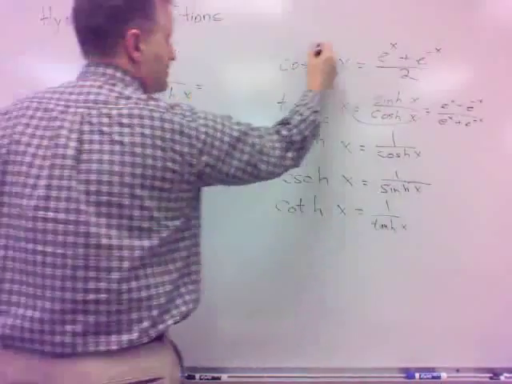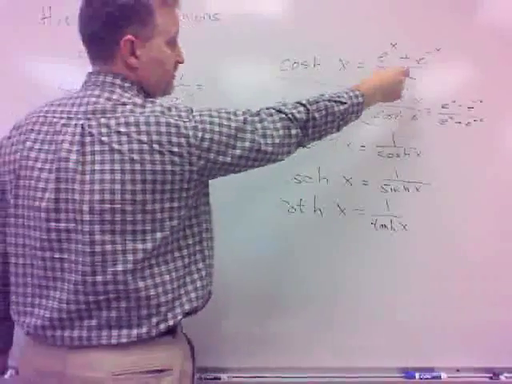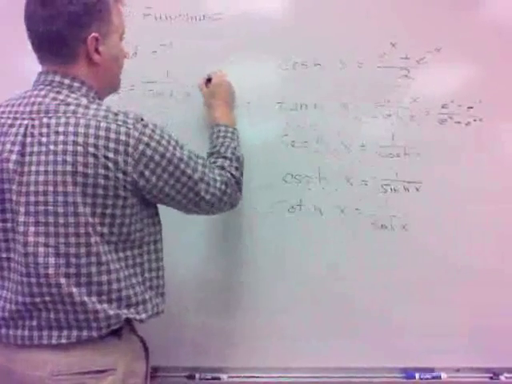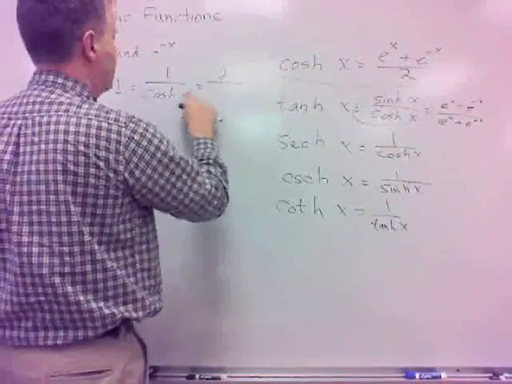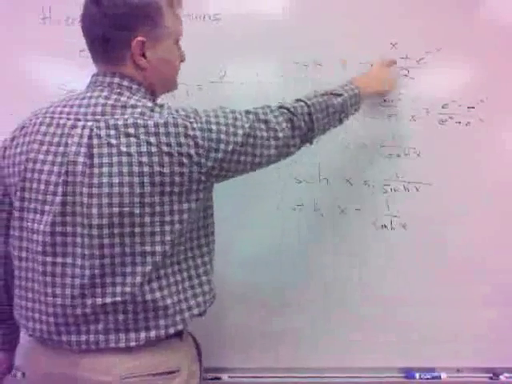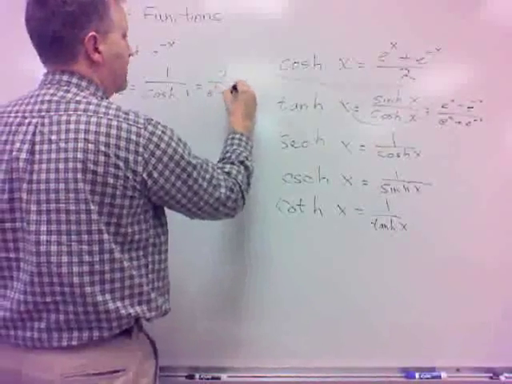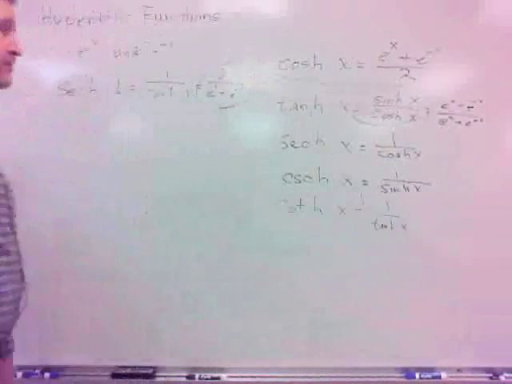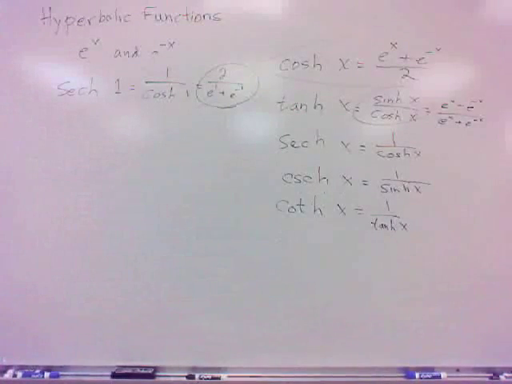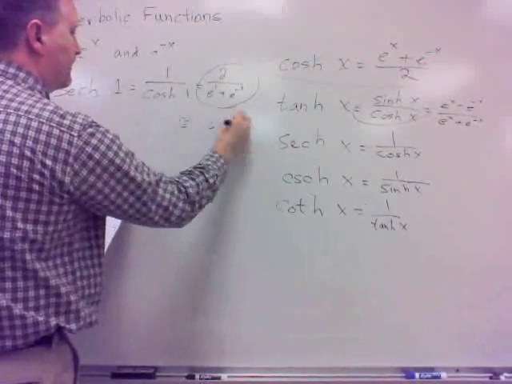And so cosh is this, so sech, I didn't write it out over there, but that would be the reciprocal of that, right? So this would be cosh of 1. So it would be 2 over, plug in x to be 1, so it would be 2 over e to the 1 plus e to the minus 1. If you wanted to get a value for sech of 1, it turns out it's about 0.648 if you plug all that in. Okay?